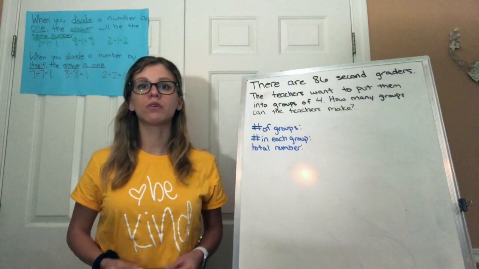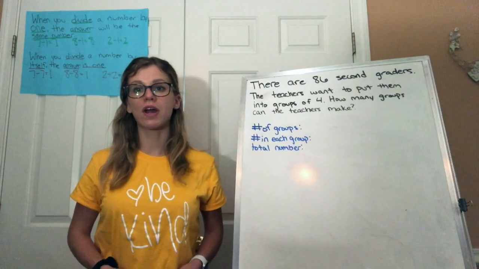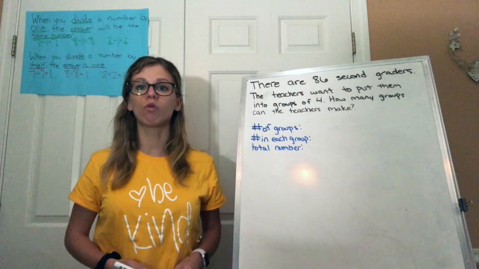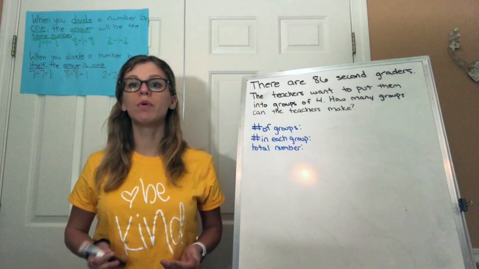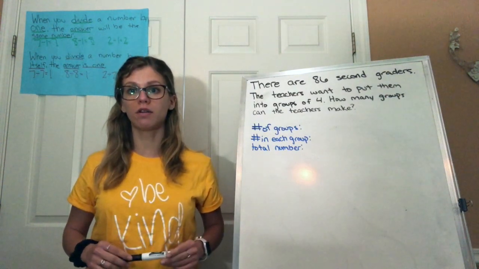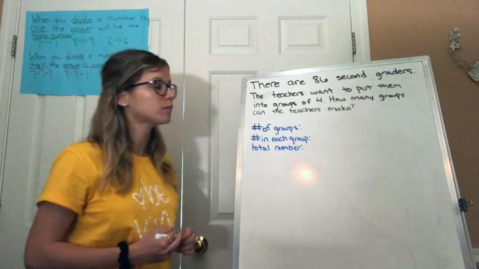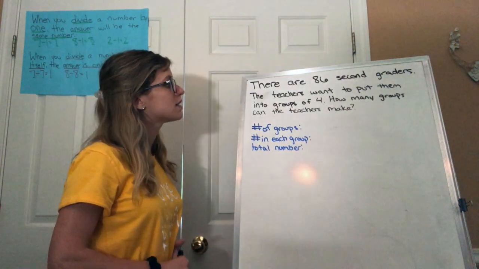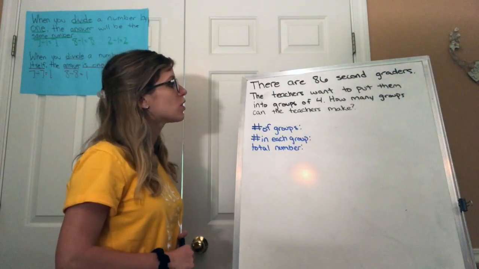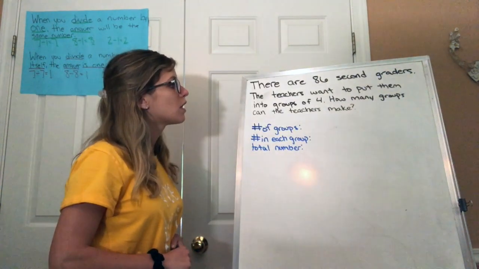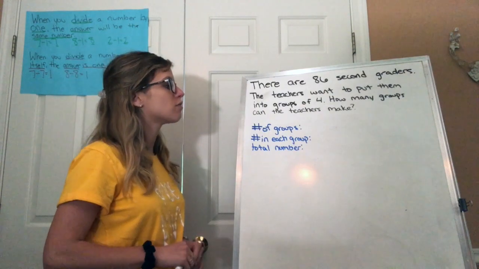What I want us to do now is go over problem number 3 from your have to yesterday on page 501. So pull up page 501 from our have to yesterday. That way we can go over this problem. It says there are 86 second graders. The teachers want to put them into groups of 4. How many groups can the teacher make?